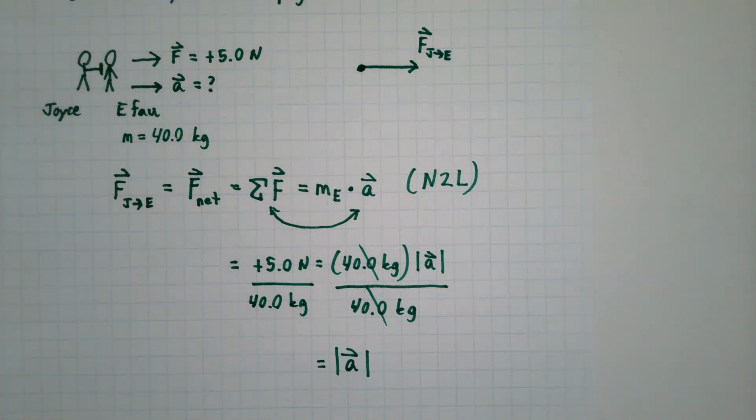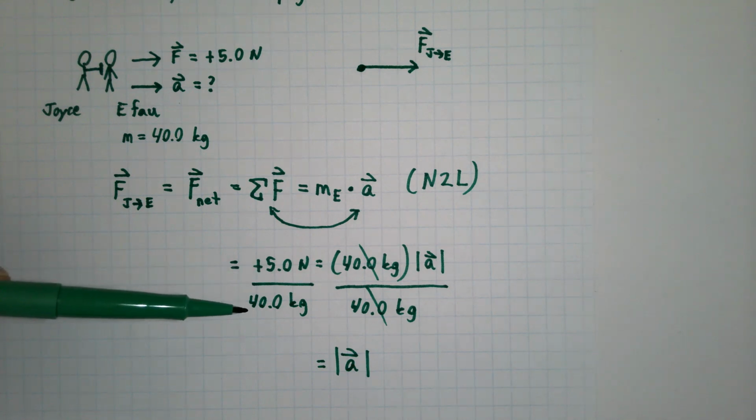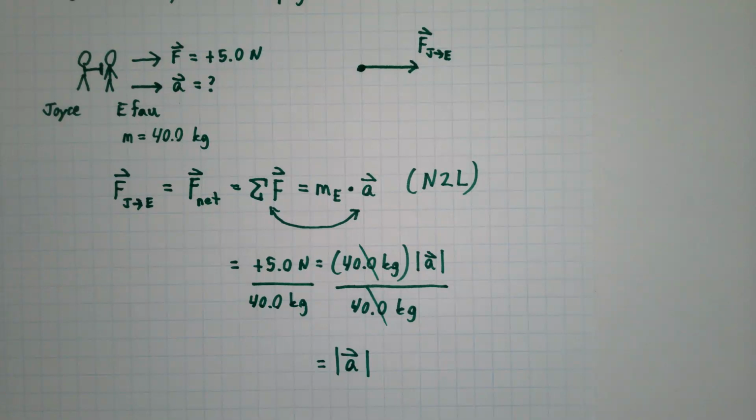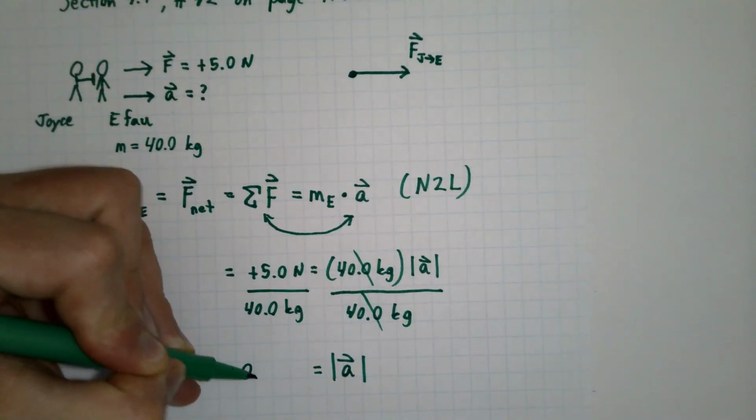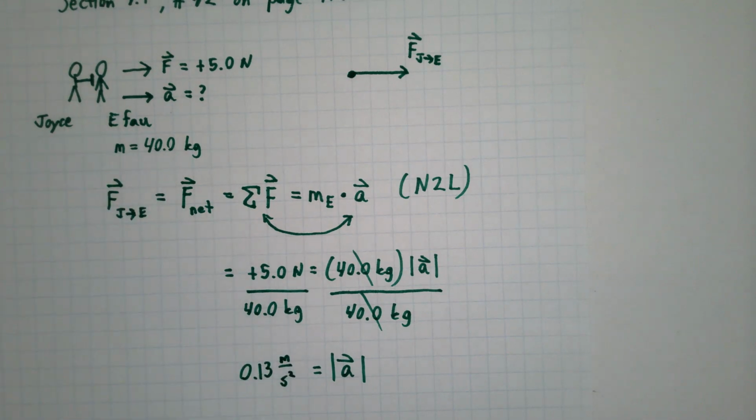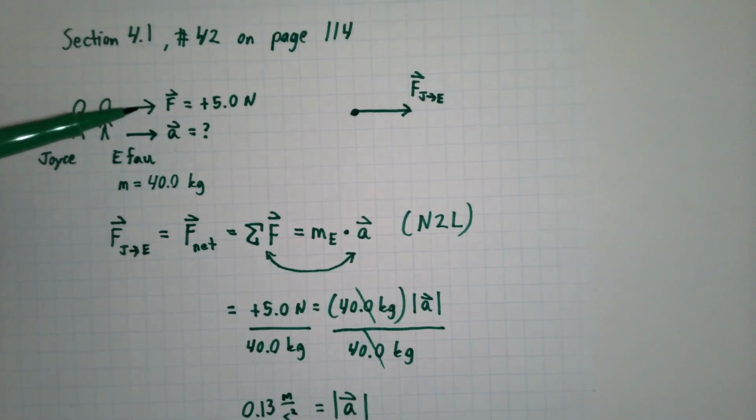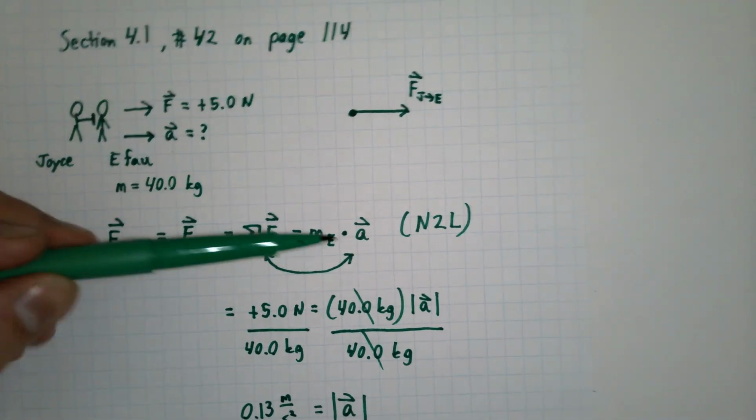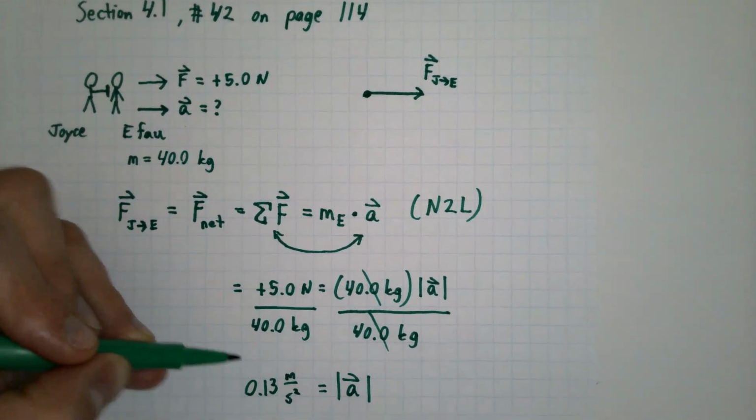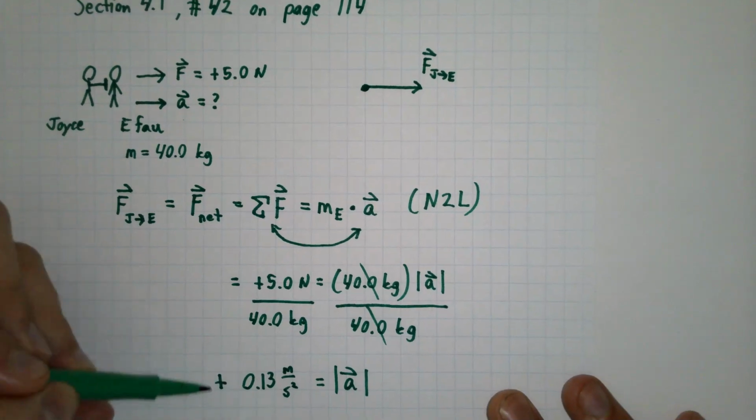We have two significant figures here, the 5.0 has two, and 40.0 has 3 significant figures. So our resulting calculation is 0.13 meters per second squared. And because the force is in the positive direction, the acceleration is also in the positive direction. So we'll note that it is positive 0.13 meters per second squared.